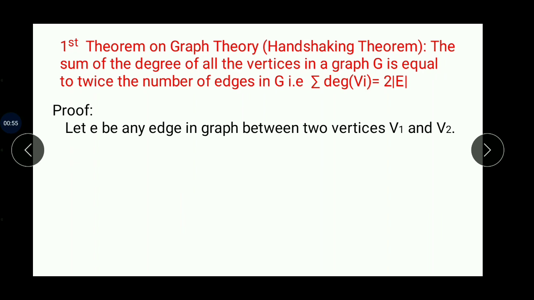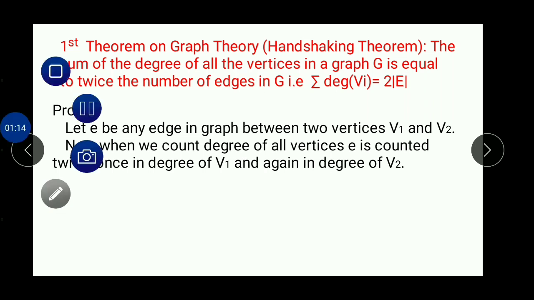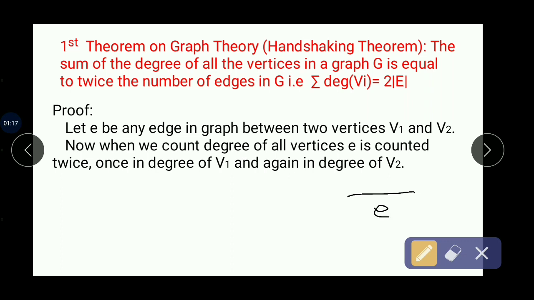Okay, so let's prove this theorem. Let E be any edge in the graph between 2 vertices V1 and V2. Now when we count the degree of all vertices, E is counted twice, once in the degree of V1 and again in the degree of V2. If I have edge E, with V1 here and V2 here, then E contributes once to the degree of V1 and once to the degree of V2.